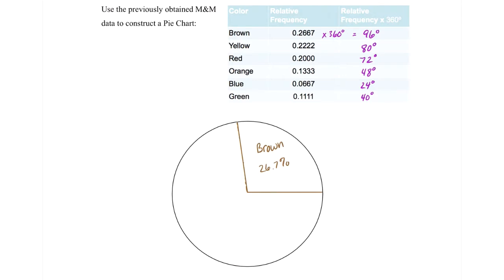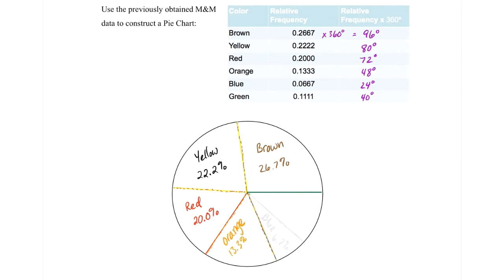The next category would be yellow, accounting for 80 degrees of our pie chart, which puts us about here. After yellow, we've got 72 degrees for red, which is 20% of our data, putting us about here. Following red, we have orange. That needs to be 48 degrees in our pie chart. Of course, that means blue goes on to our 24 degrees, the smallest slice of our pie, if you will. And finally, that remaining section should be green. If we've approximated it in the right ballpark, we end up with about 40 degrees. And we've got ourselves a nice, beautiful pie chart.